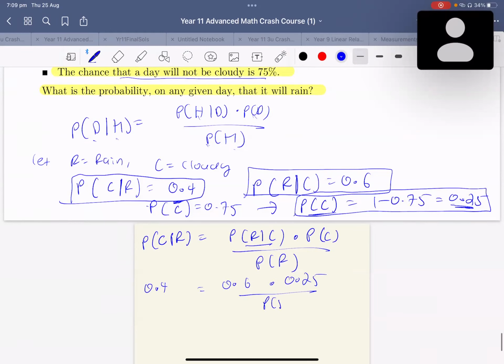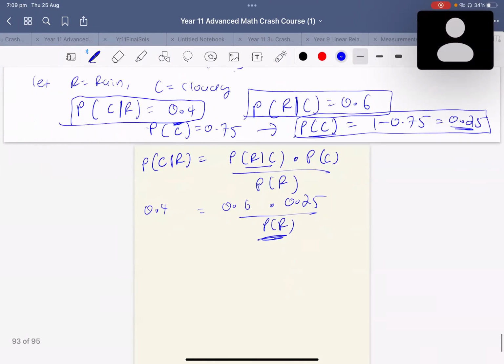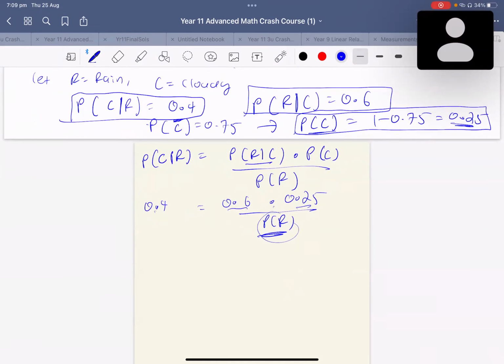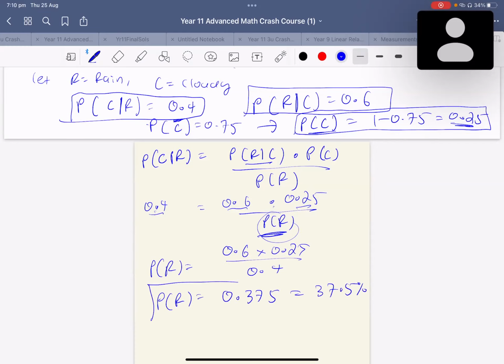Yep, and P of R. P of R is the probability that it will rain. So now let's find P of R. We can easily find it because all we're left with is just numbers on the numerator and a number on the left-hand side. So P of rain is going to be equal to 0.6 times 0.25 over 0.4. That's going to be 0.375, and that's the probability that it will rain, which is 37.5%. Exactly.